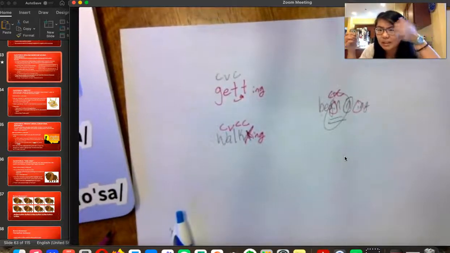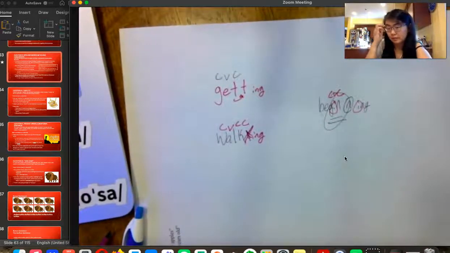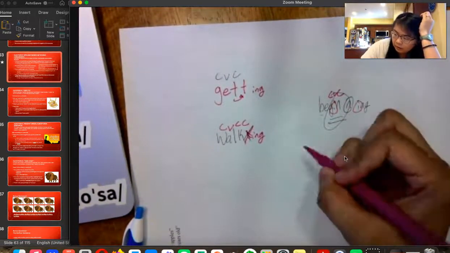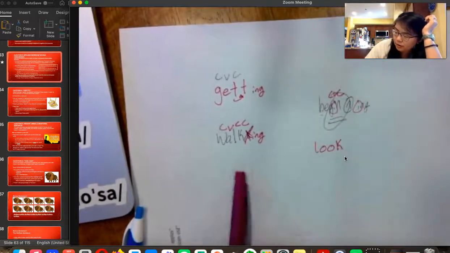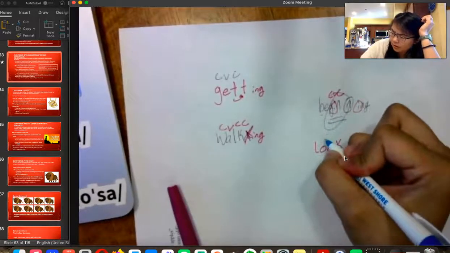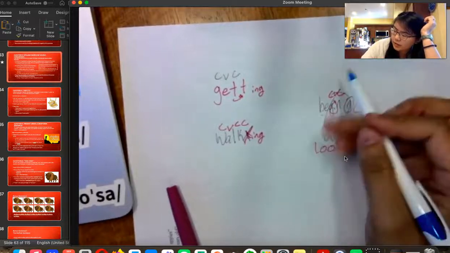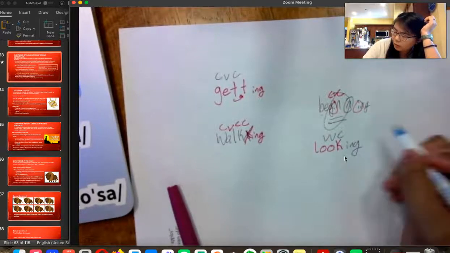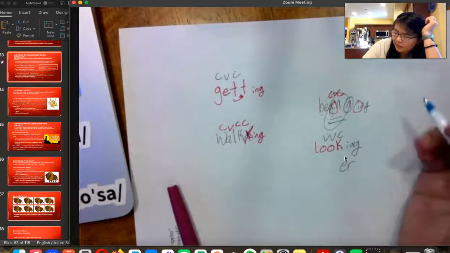And then what was the other non-example? Looking. We're going to change colors to keep you on your toes. Look. So the pattern is vowel, vowel, consonant. That's not our CVC pattern, is it? So we can just do looking, or looker, like one who looks.